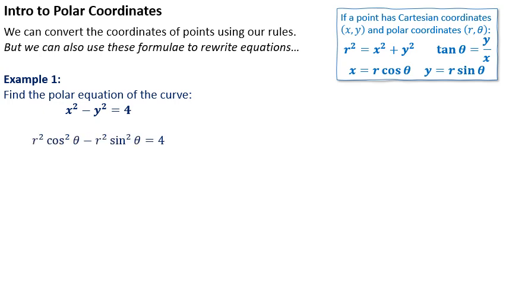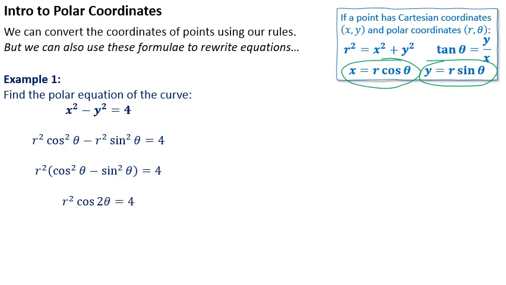This is how we do it. We see an x, we replace it with r cos theta. We can get that directly from this. And we see a y, we replace it with r sine theta from this one. Well, we can go a little bit further than this. And generally speaking, if possible, it's a good idea to simplify as much as we can. That will enable us to see more clearly what's going on.